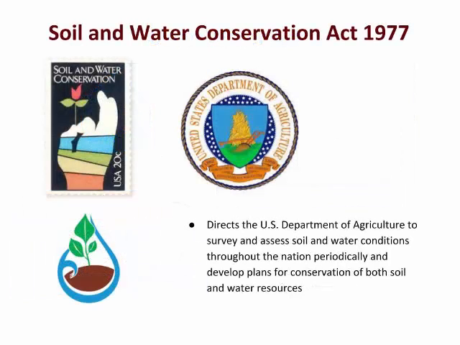The Soil and Water Conservation Act directs the U.S. Department of Agriculture to survey and assess soil and water conditions throughout the nation periodically and develop plans for conservation of both soil and water resources.